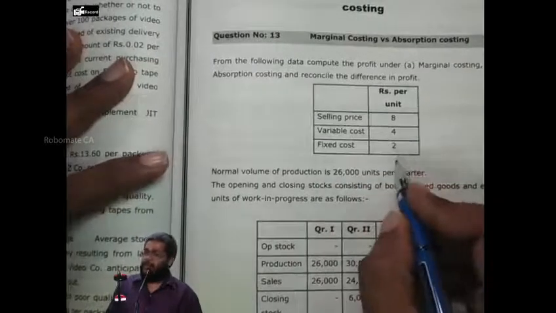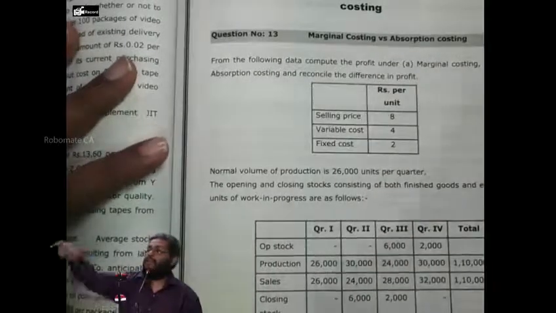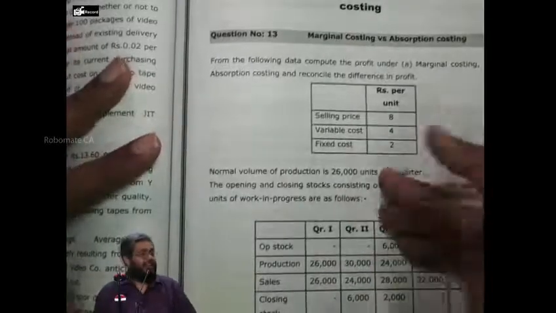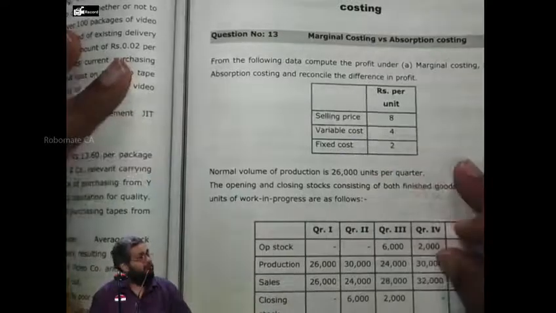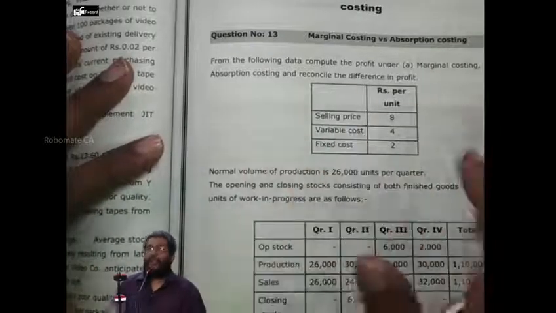The standard rate is what? 2 rupees. So what should be BFO? 52,000 rupees. BFO is BO into SR. BO is 26,000, SR is 2. That gives the budgeted fixed overheads. Actual is not given, so I assume the budget to be the same as actual, or all the details are given.